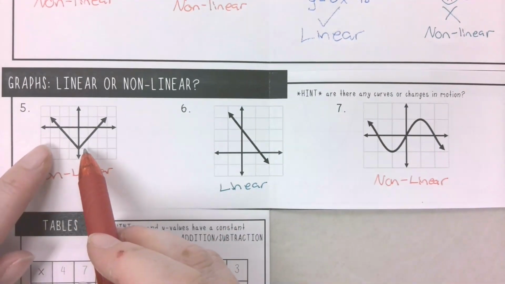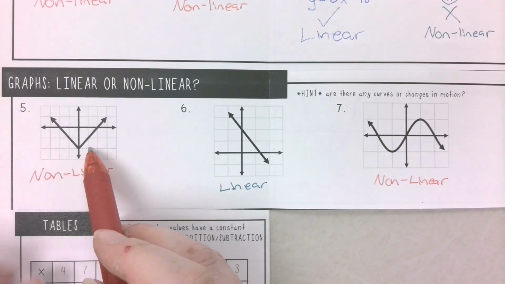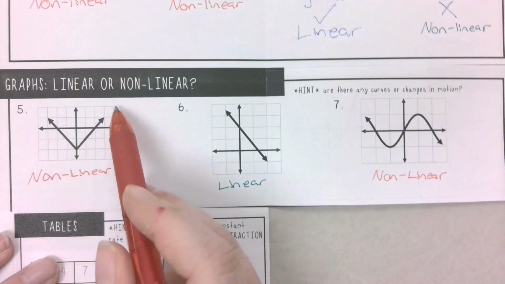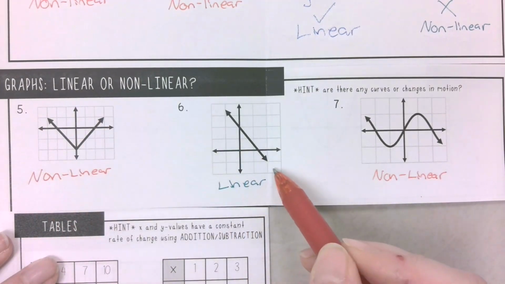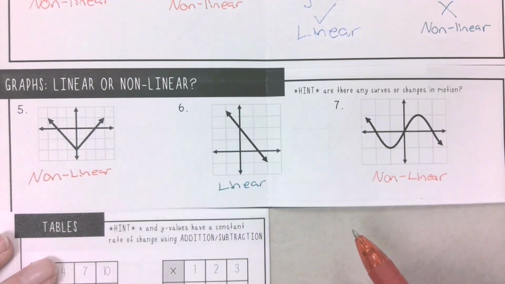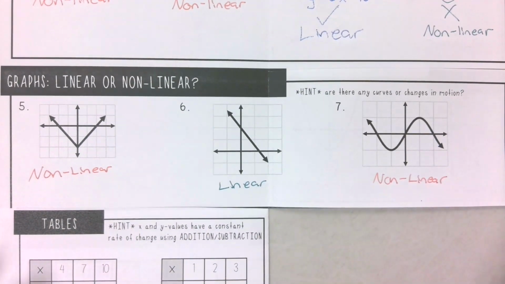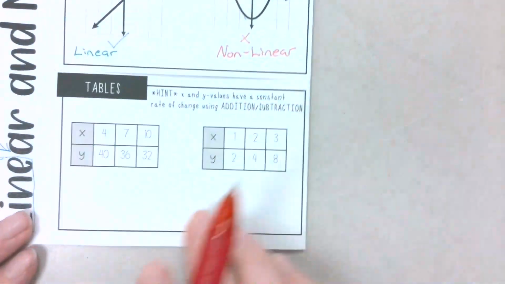Now notice this one has two straight lines, but that's the problem. They don't make one straight continuous line like this. So this is non-linear. I hope that didn't trick you. Cool. Close your flap. Let's look at tables.